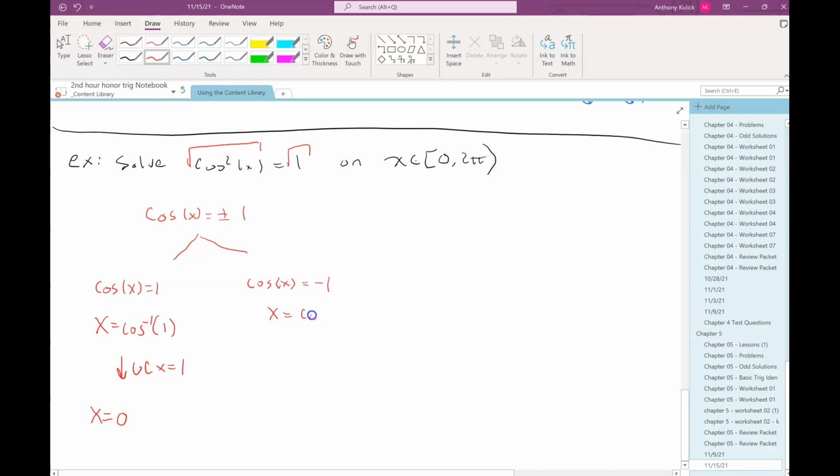So the other equation then, again, we do the cosine inverse of both sides. So then I'm going to go to my unit circle and look where the x-coordinate is -1. That happens only at pi. That's on the negative x-axis. So those are my two solutions.